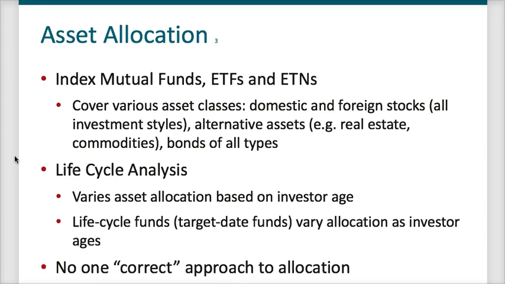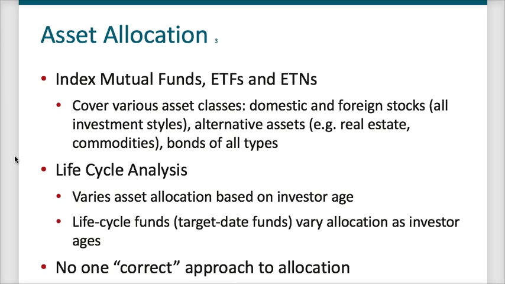Now, an easy way to have an asset allocation without spending too much money to build it is to just buy a mutual fund based on an index, or an ETF, an exchange traded fund, or an ETN, which is very similar to an exchange traded fund. You can get these index funds and ETFs in a wide variety, and there's probably a mutual fund or an ETF that will cover any asset class, domestic or foreign stocks, and all different investment styles.